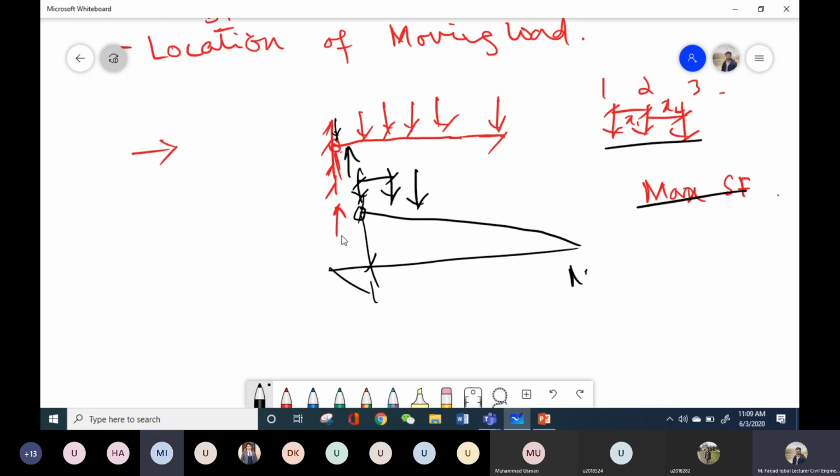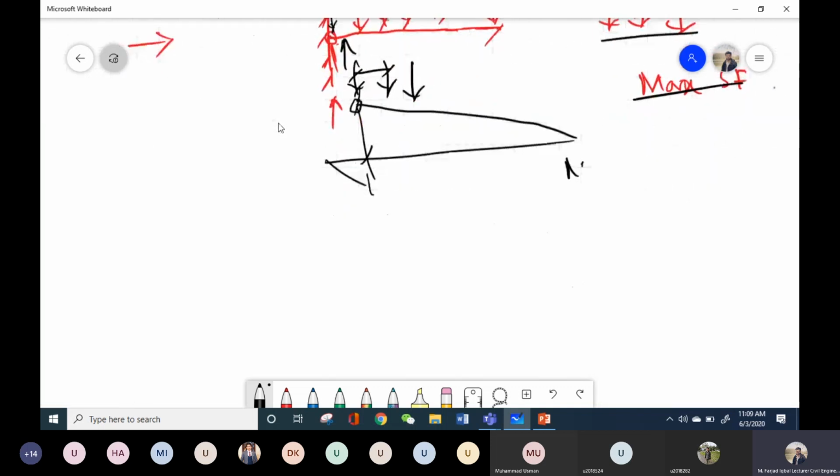So for cantilever beam, we have figured out at what point maximum shear force exists, but this doesn't hold true for all types of beam. Now let's look at. Excuse me, sir. How much close to the support do we have to place the moving load?